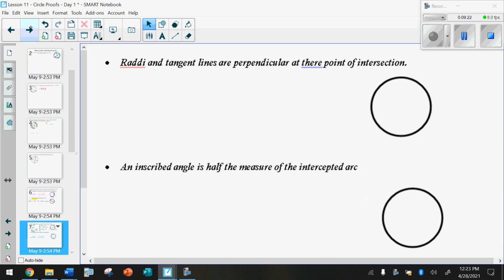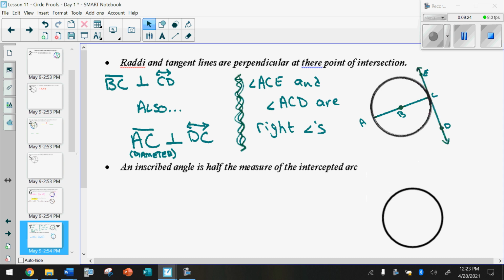Radii and tangent lines are perpendicular at their point of intersection. This one we've done several times, both when we were writing the equations of lines and again when we were doing our constructions. So if you draw in your radius BC, or maybe you extend it to make it a diameter, either way, that diameter or that radius is perpendicular to our tangent line at the point of tangency. It makes a right angle on each side.